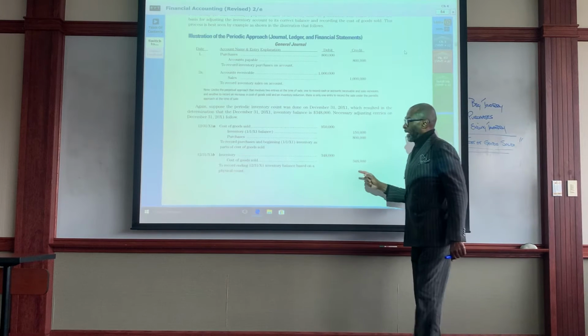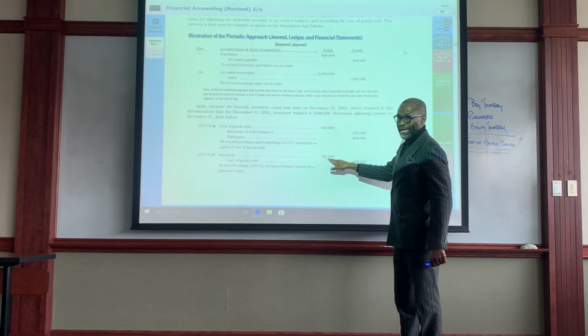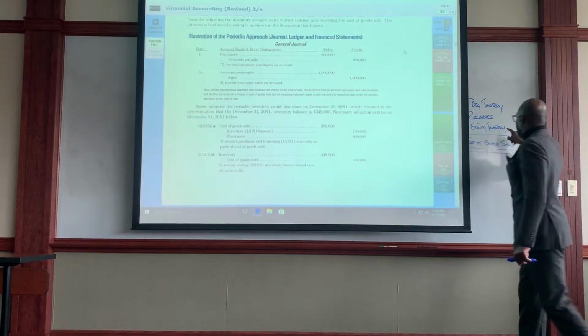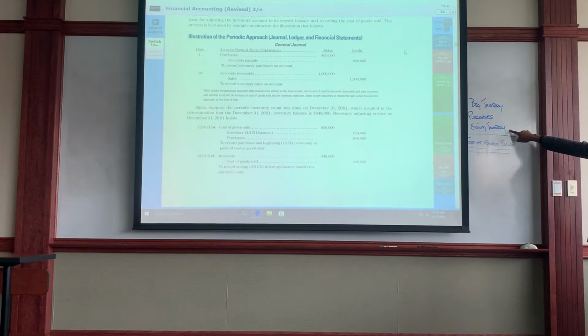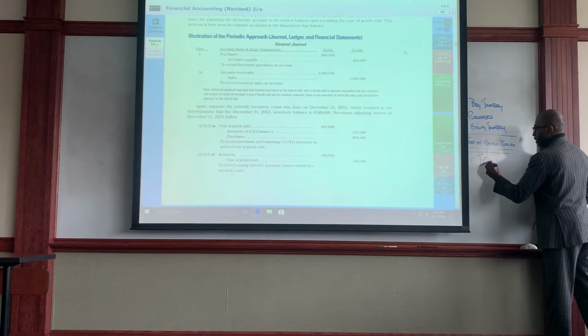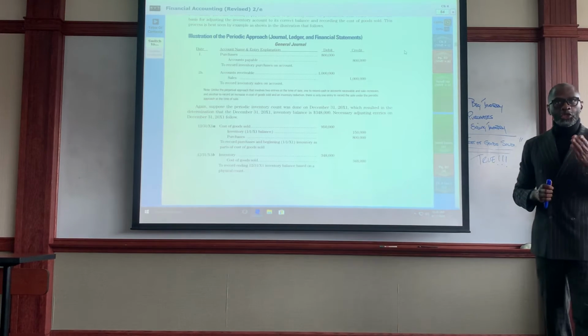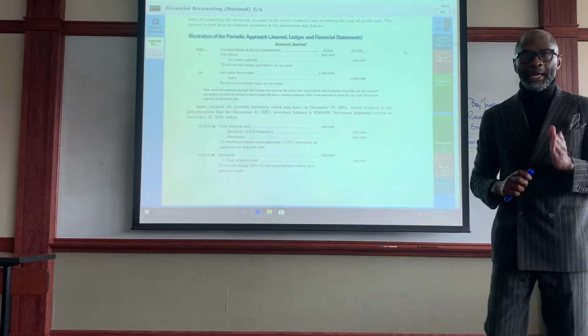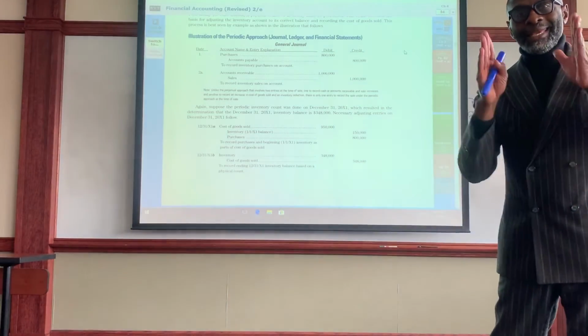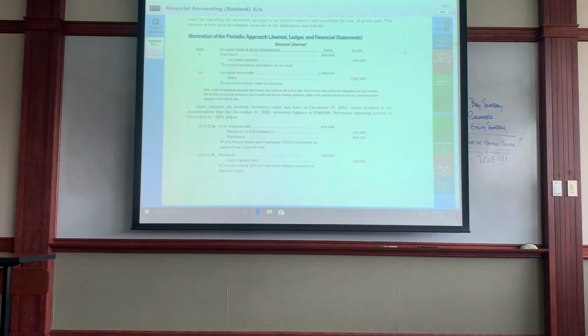The next step is we are then going to reduce cost of goods sold by our ending inventory. As you can see in this problem, we are reducing cost of goods sold by our ending inventory to get the true amount of cost of goods sold. So there's a two-step process under the periodic method that we have to employ to calculate cost of goods sold. That two-step process is on the board. It's the beginning inventory plus purchases minus ending inventory gives us cost of goods sold.